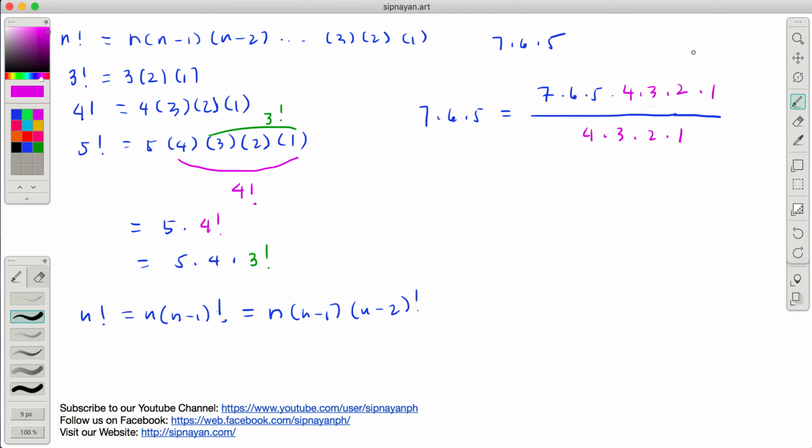Pero kahit na pwede tayo mag-cancel, pwede na rin natin siyang isulat using the factorial notation. Kasi ito pwede na tong sabihin 7 factorial, di ba? Kasi 7 is a product of 7 and all the integers down to 1. So this is equal to 7 factorial over 4 factorial. So 7 factorial kasi product siya ng 7 times 6 times 5 all the way down to 1. Tapos ito alam naman natin na 4 factorial siya.